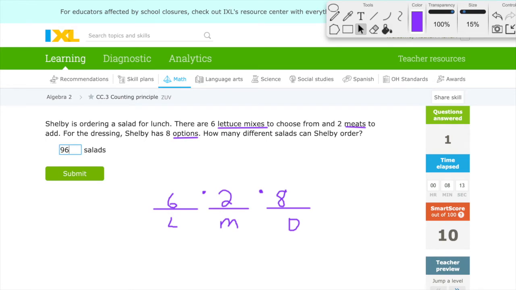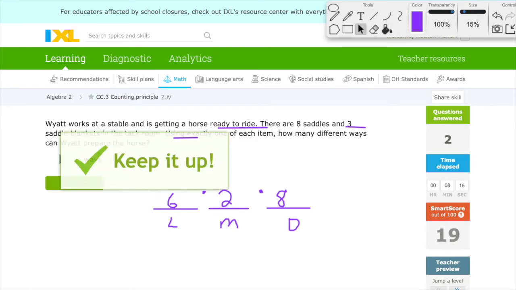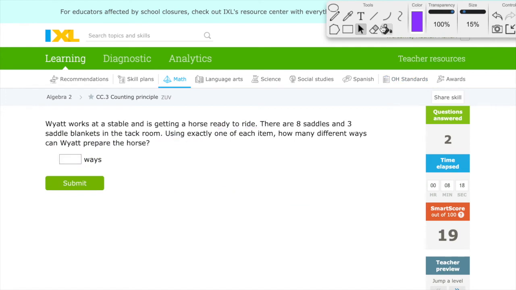96 different salads with these different options. Okay, so let's keep going. A lot of these are similar, so after you get the idea for 2 or 3, it should make sense to you. This one says, Wyatt works at a stable and is getting a horse ready to ride. There are 8 saddles and 3 saddle blankets in the tack room. Using exactly one of each item, how many different ways can Wyatt prepare the horse?